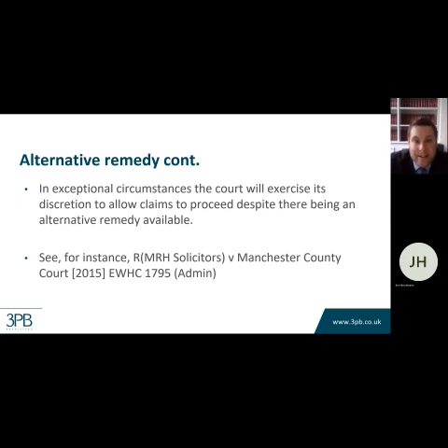There are, as with any legal rule, some exceptional circumstances when that doesn't apply. They have to be relatively exceptional, and it's happened very infrequently. The best example that I could find, and I'm not going to go through the case now in any detail, is the one that you can see on your screen, the King, or the Queen as it was at the time, on the application of MRH Solicitors v Manchester County Court. That is one of the very few examples where, in spite of there being an alternative remedy available to the claimant, the court exercised its discretion to allow a judicial review claim to be brought.